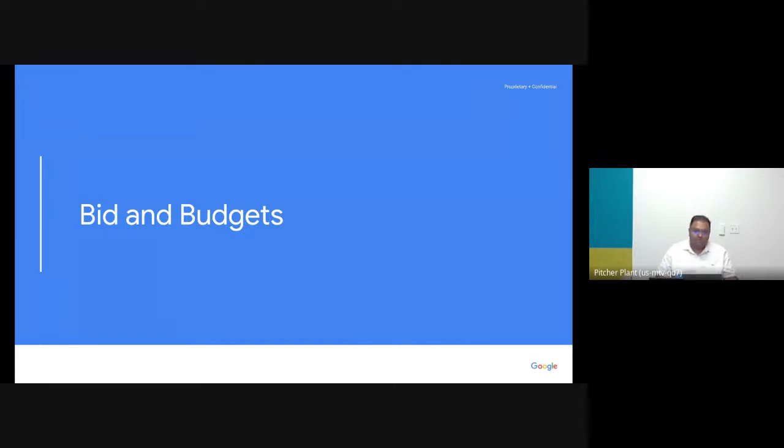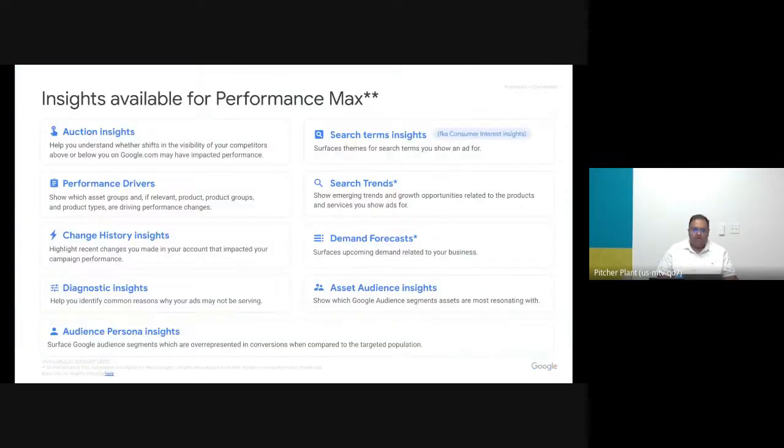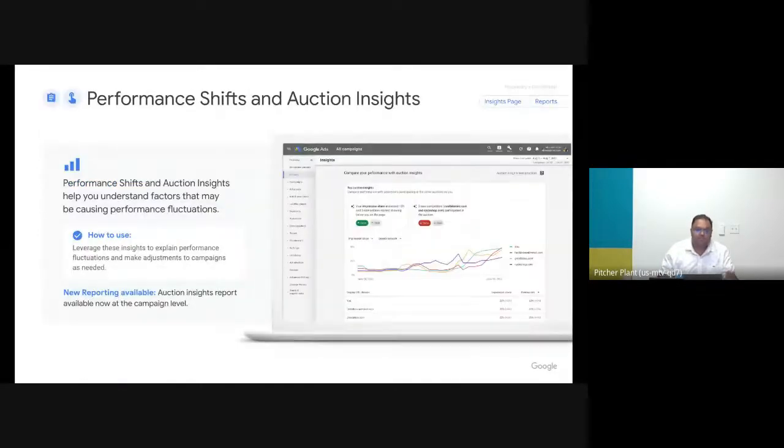To do this, we first need to have some insight about the campaign so that we can plan accordingly. When you analyze a Performance Max campaign, there are 9 areas that you can look into to get insight into how and why your campaign is performing the way it is. So let's go through each of them.